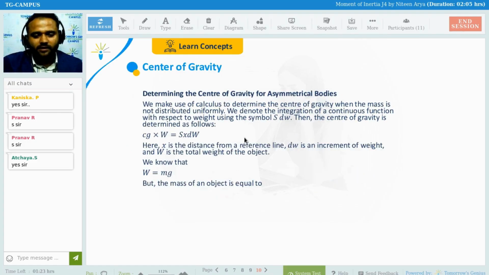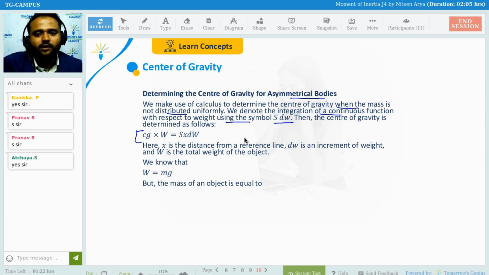Clear? In the same sense, for unsymmetric bodies, determining the center of gravity for asymmetrical bodies, we make use of calculus. When the mass is not distributed uniformly, we denote the integration of a continuous function with respect to the weight using the symbol ∫dW. Then the center of gravity is determined as follows: center of gravity times weight is going to be ∫x dW.